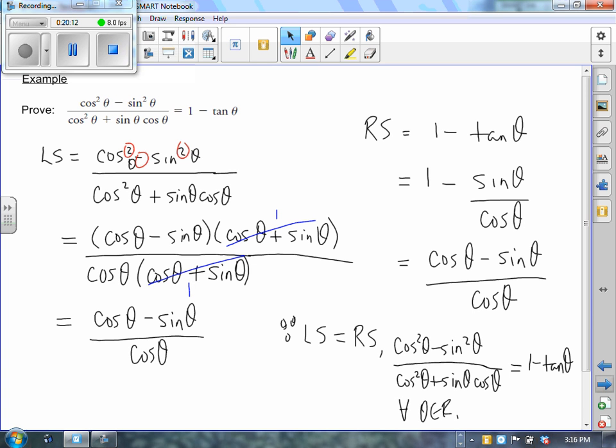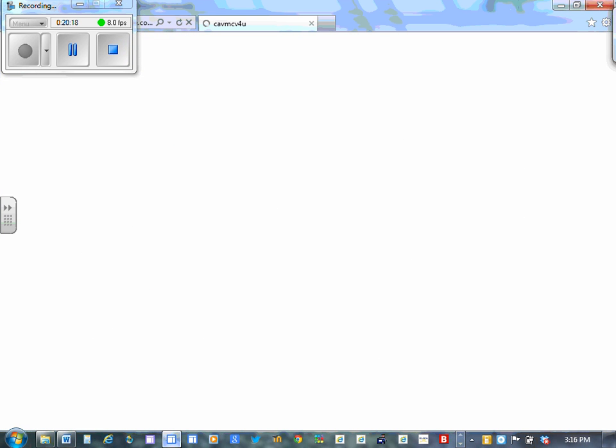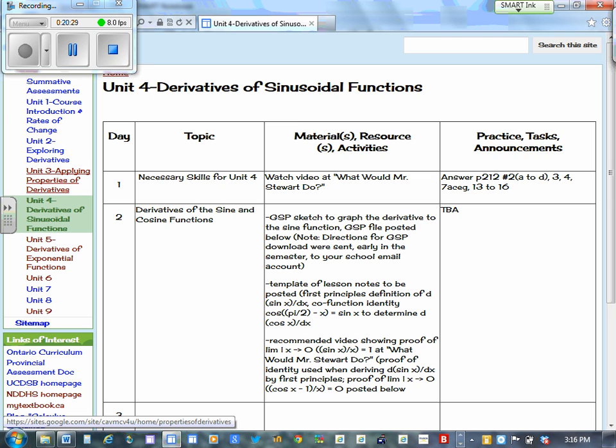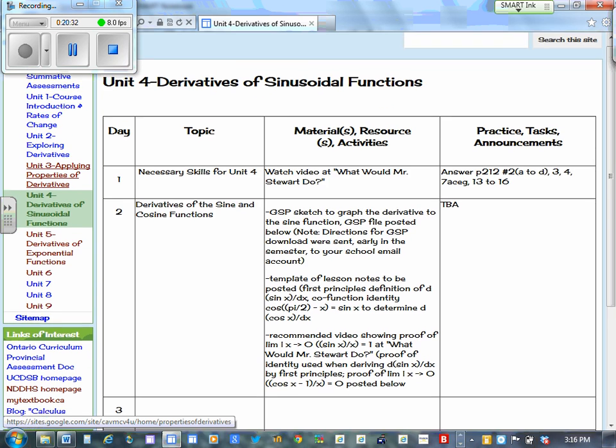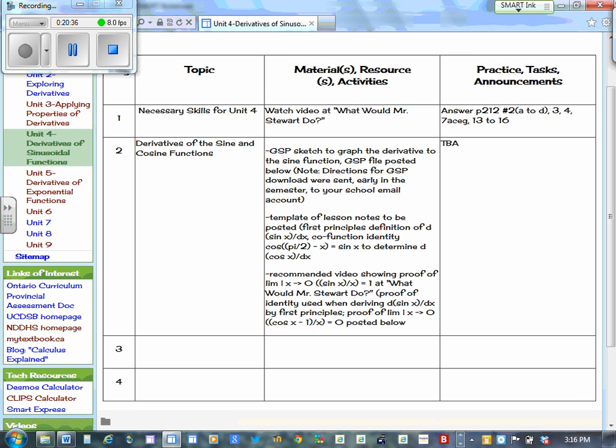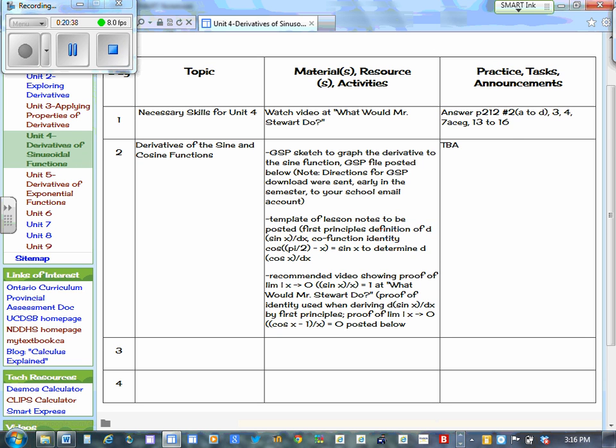Okay, so the work that you need to accomplish, that'll be in tomorrow's class. Let's take you to the course website right now in order that you can review some of these skills. It is in Unit 4, derivatives of sinusoidal functions, and the work to be announced. Here we go. Page 212.